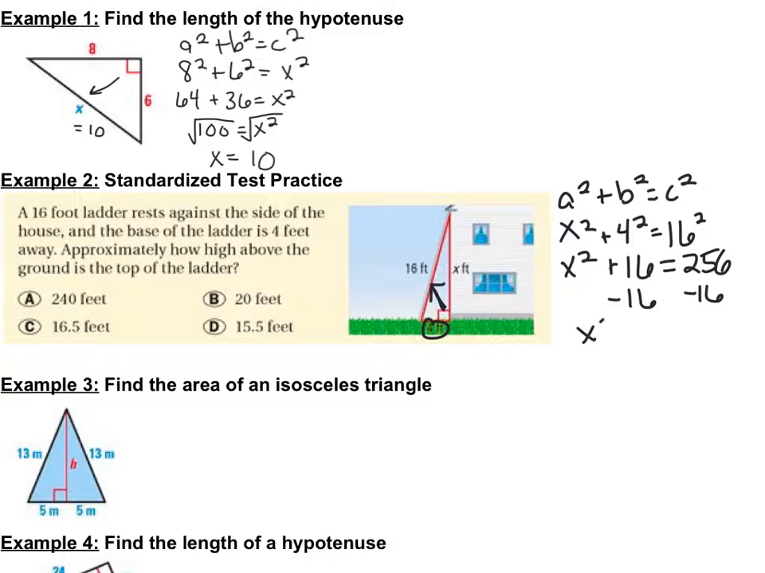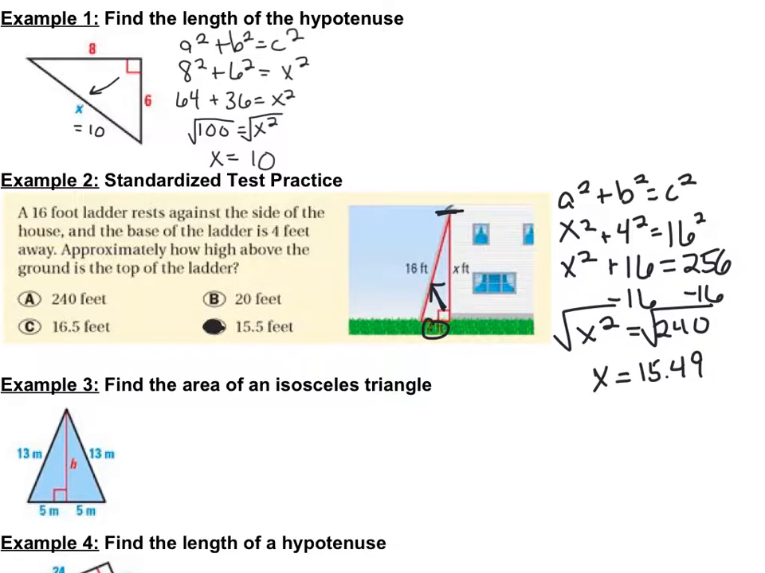I'll get x squared equal to 240. And again, to figure out something when it is squared, to simplify that down, we take the square root of it, and in this case that'll leave us x, and the square root of 240 is 15.49, so the ladder is approximately 15.49 feet up on the house, and that would be closely approximated to letter D.